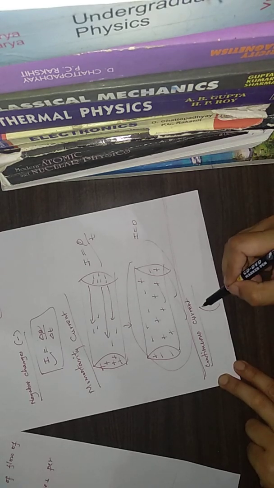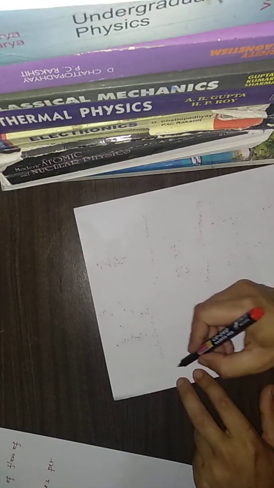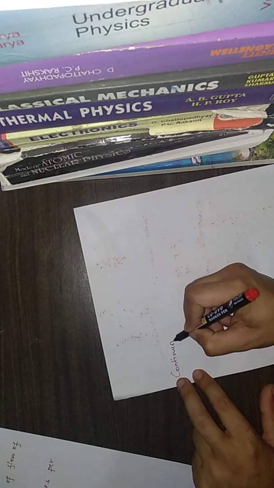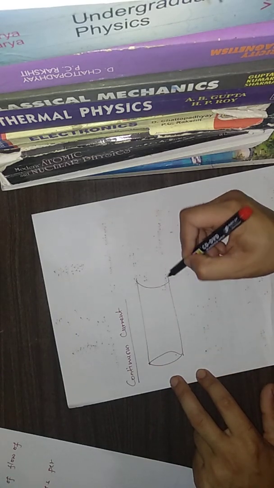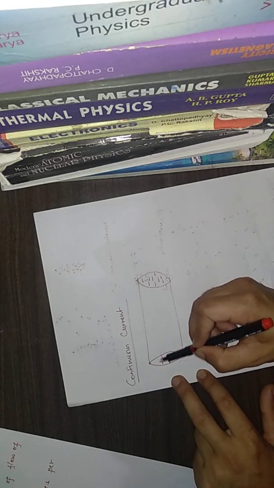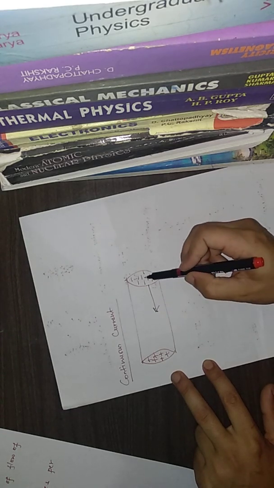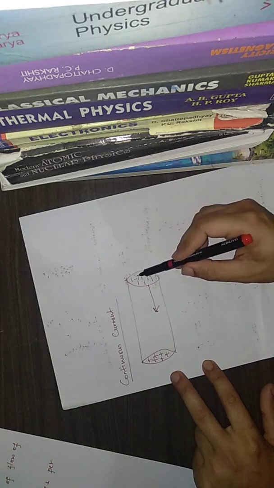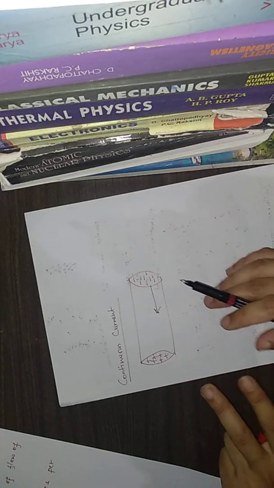To get a continuous current, you have to maintain the negative charge in this particular side and positive charge in this particular side. That means as electrons start to flow from this side to this side, the amount of electrons shouldn't decrease, because if you leave it like this, it will neutralize the system, so the current will become 0 after a while.